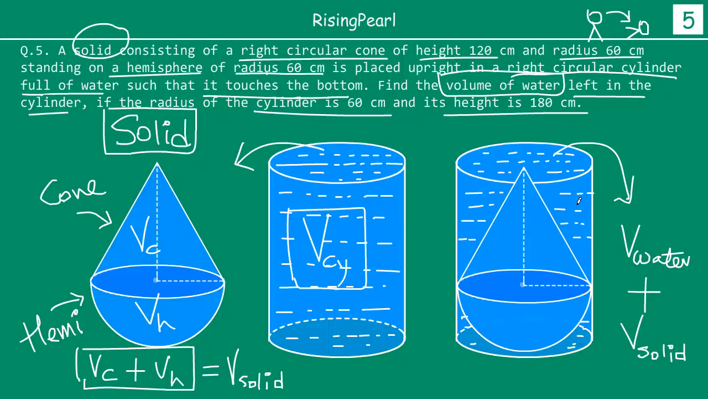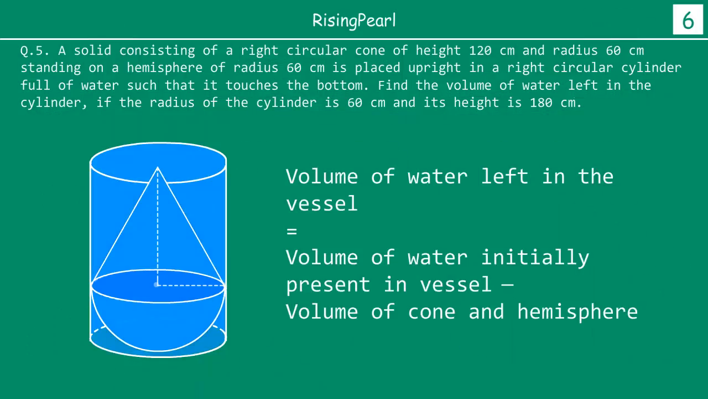Or if you add the volume of water which is left inside plus the volume of solid, that must be equal to the total volume of the cylinder to begin with, right? So make sure that you are actually following this along. This is very important. Now let's actually write them step by step, right?